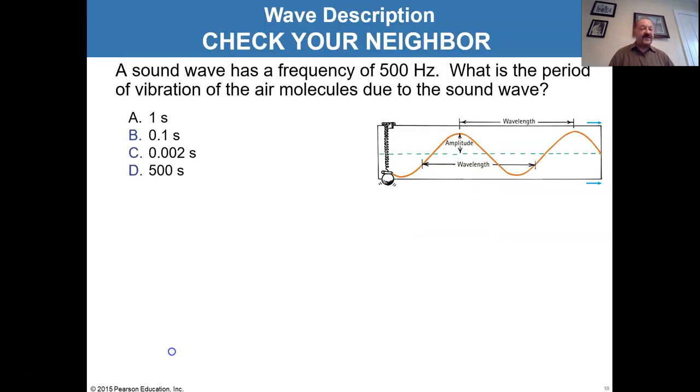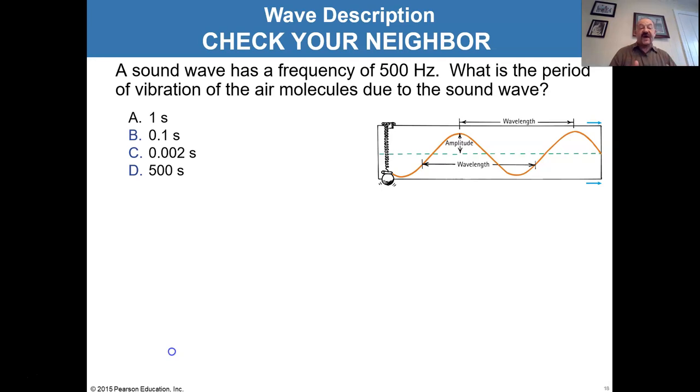So a sound wave has a frequency of 500 hertz. Remember, it's 500 hertz. 500 waves will happen in 1 second. 500 vibrations in a second. 500 waves will pass by a certain point in a second. 500 wavelengths will happen in 1 second. What is the period of vibration of the air molecules due to the sound wave?